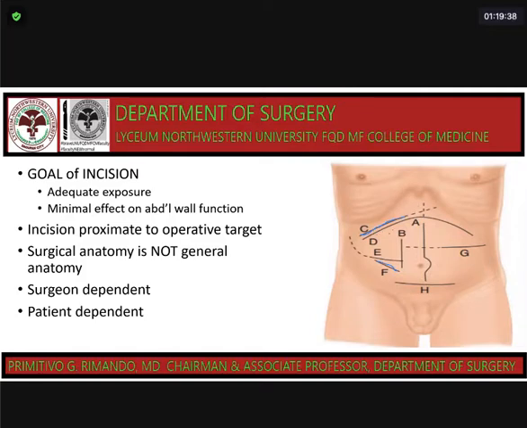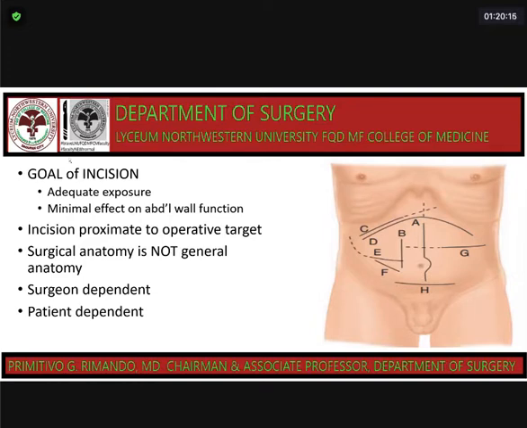One of our consultants does a transverse incision here instead of the Kocher's to access the gallbladder. So again, that's a surgeon-dependent decision, and that is what he is an expert on. And incisions can also be patient dependent. Of course, this will depend on the status of your patient.